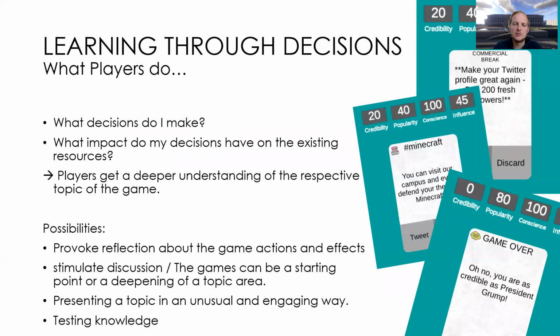So the main learning process in the game creator tool takes place via decisions. So it's not about picking which answer is right and which answer is wrong. It's about learning through the impact your decisions have. So it's about the relation between input and output, the relation between action and reaction.